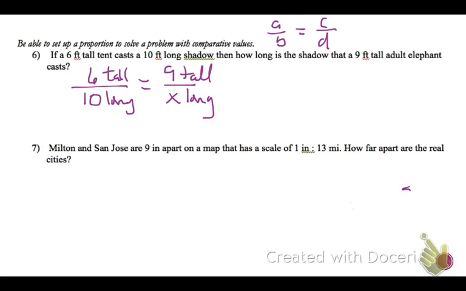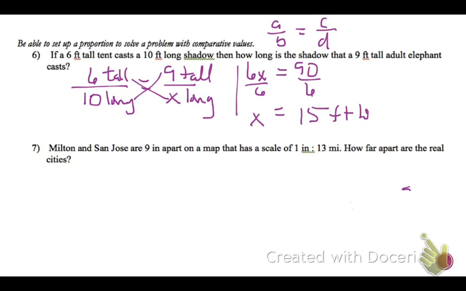Now when you have a proportion set up, you can solve by using cross-multiplying or cross products. So 6 times x will give us 6x. 9 times 10 is 90. Divide both sides by 6. So 15, and I'm looking for feet long of the shadow of the elephant.